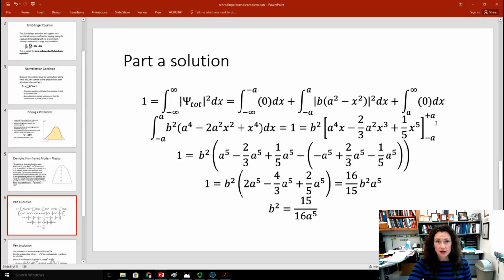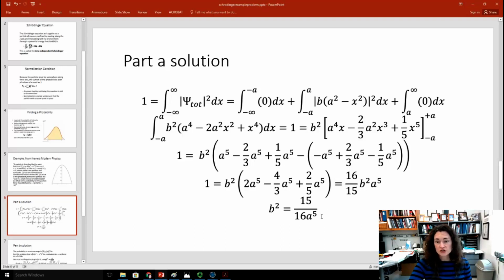So plugging in those values, I get 1 is equal to b squared times a to the fifth minus 2/3 a to the fifth plus 1/5 a to the fifth. And now plugging in for minus a: minus a to the fifth plus 2/3 a to the fifth minus 1/5 a to the fifth. If I simplify that expression, I get 1 is equal to b squared times 2a to the fifth minus 4/3 a to the fifth plus 2/5 a to the fifth. Simplifying even further, that becomes 16/15 b squared a to the fifth.